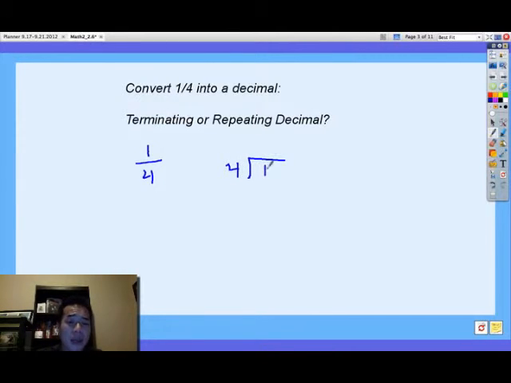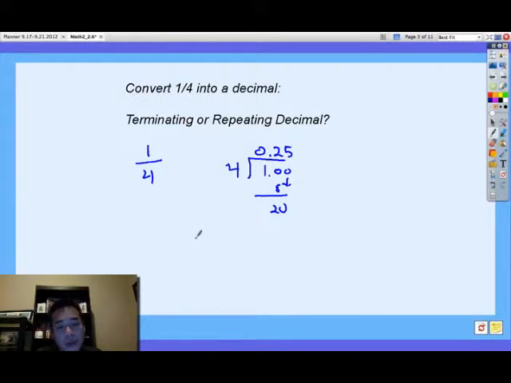You can't really divide 1 by 4 because there's not enough digits, so what you need to do is put the decimal and add 2 zeros. This is called annexing the 0. And then 4 goes into 1 0 times. You bring the decimal up. 4 goes into 10 twice. 4 times 2 is 8. 10 take away 8 is 2. Drop down the 0. 4 goes into 20 five times.